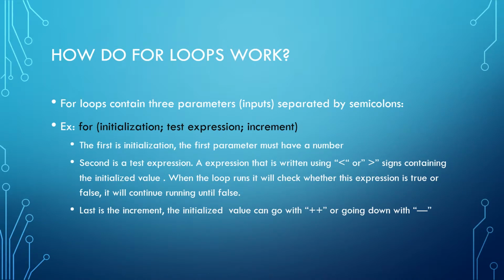For loops contain three parameters, or inputs, separated by semicolons. The first is initialization. The first parameter must have a number. Second is a test expression, an expression that is written using greater than or less than signs containing the initialized value. When the loop runs, it will check whether this expression is true or false. It will continue running until false.